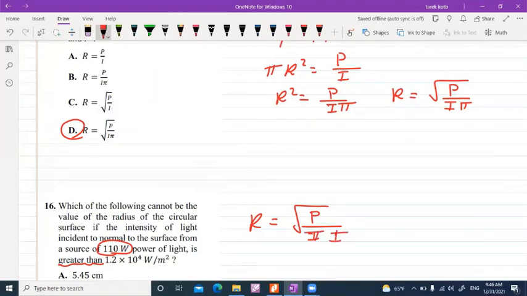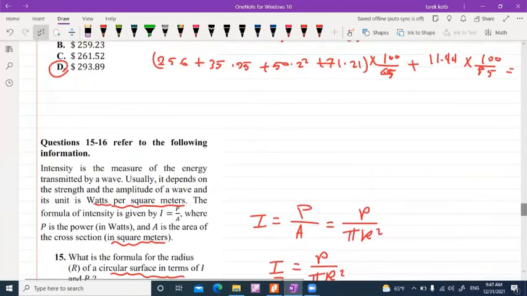Okay, I means representing the intensity. So I want to get the radius, which cannot be the value of the radius. Now I want to get the radius. So replace the P by 100 watt, and pi is 3.14 times the I. The I should be 1.2 times 10 power 4. But this is watt in meter square.